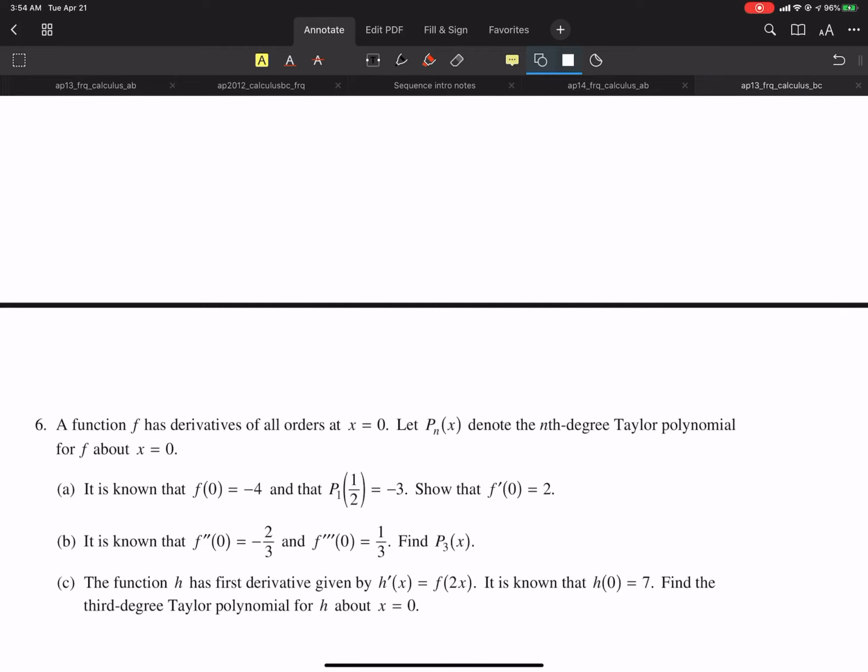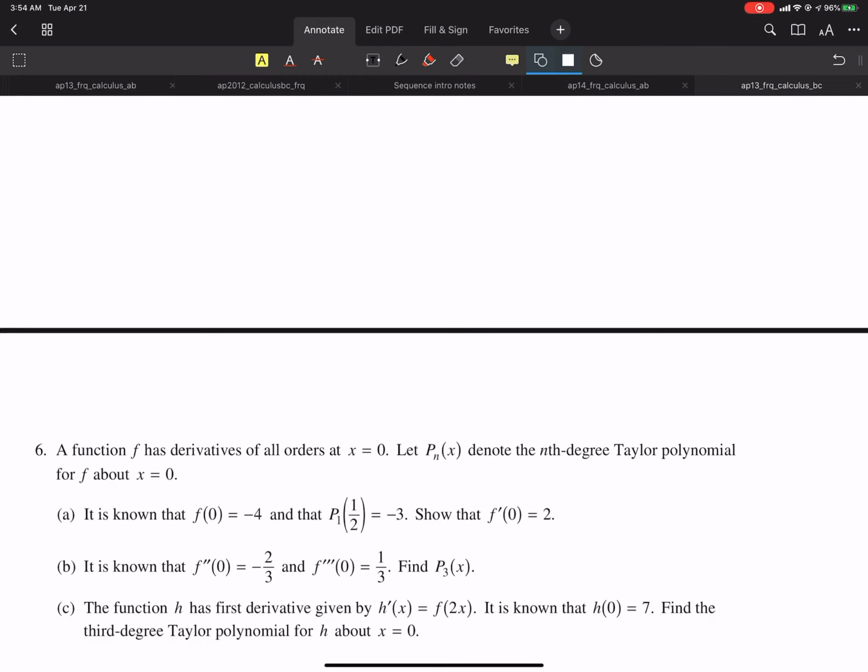Hello everybody, this is the 2013 number 6 FRQ for BC. Let's go ahead and look at part A. So you shouldn't freak out. Just everything goes back to basic principles that you learned. They're defining P of n as the nth degree Taylor polynomial for f.